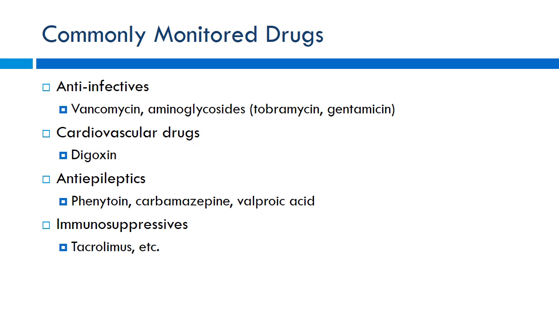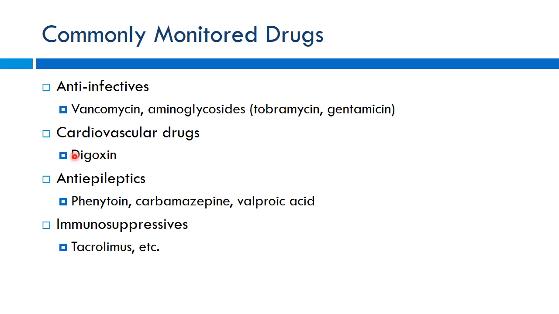So commonly monitored drugs, we mentioned anti-infectives quite frequently. So we have vancomycin. This is really good for gram-positive infections, especially MRSA, the dreaded methicillin-resistant Staph aureus. And then we have aminoglycosides, so things like gentamicin, tobramycin. We do this for gram-negative infections, right? So this is very good broad-spectrum gram-negative killers. These are very common ones. This is probably the most frequent ones we do in the hospital, right? Especially like ICU patients and things like that.